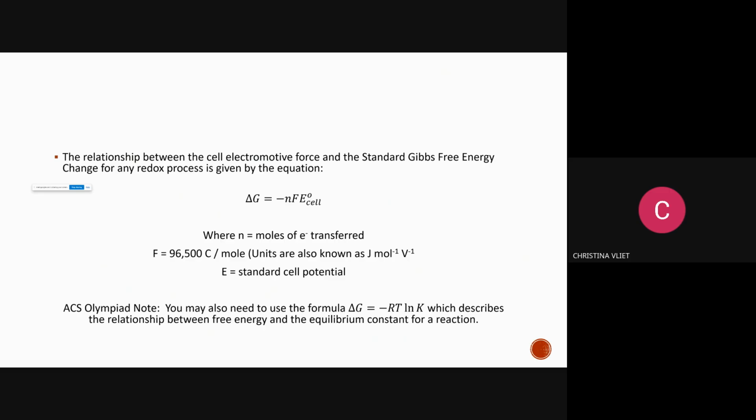The relationship between cell potential and the standard Gibbs free energy is this equation, and this one should also be memorized. I hope they add in actually more with delta G in this class. I hope in the 2028 syllabus change, which doesn't affect you at all, that they do add more, because there's a bunch of relationships you can make. This one you do not need to memorize.